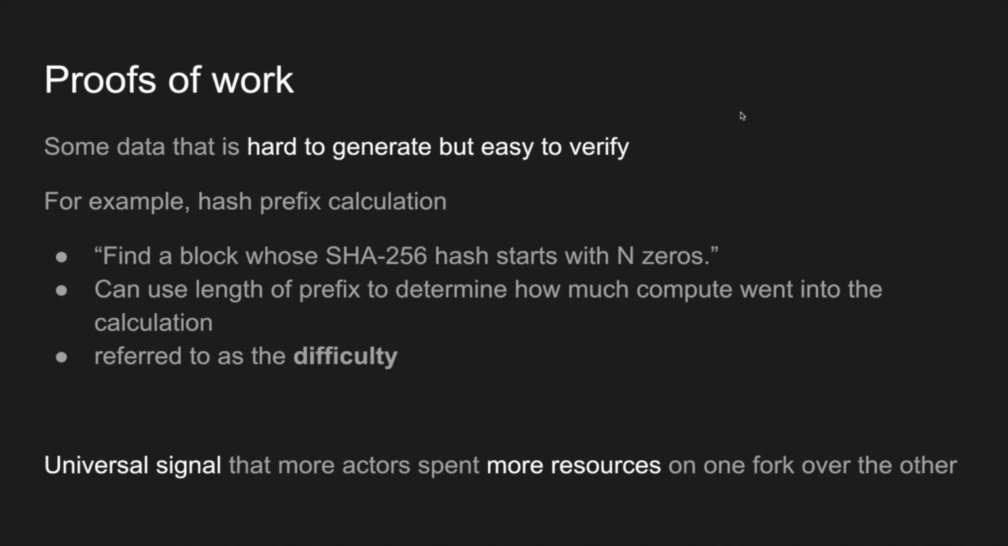The way that we communicate this to other people on this decentralized network is via something called a proof of work. A proof of work is basically some data that's easy to verify, but very hard to generate, right? Again, this is like a one-way function. An example here, and this is what Bitcoin uses, is calculating the prefix of the hash. The claim is, you need to give me a block that has a hash that has to start with some number of zeros.